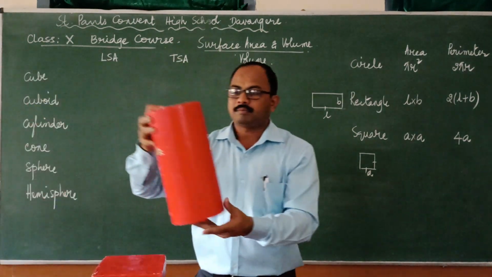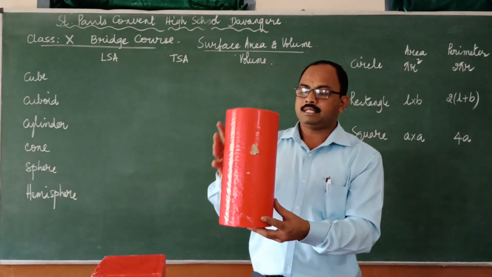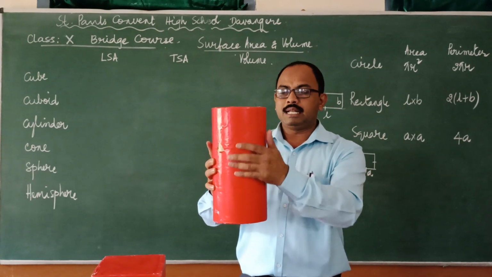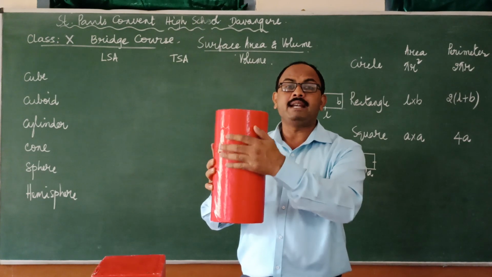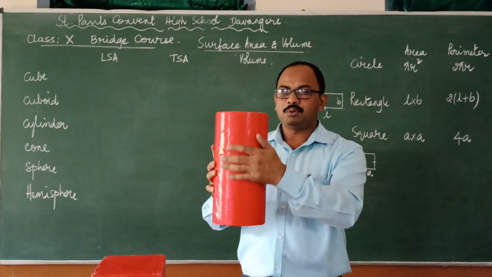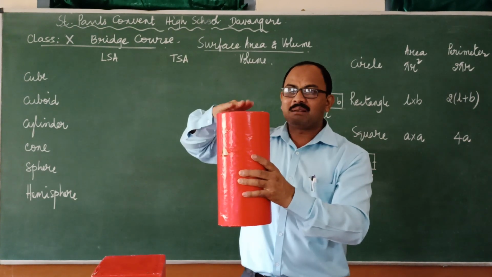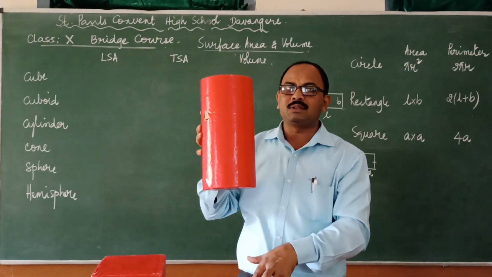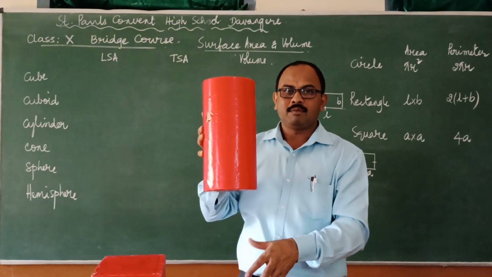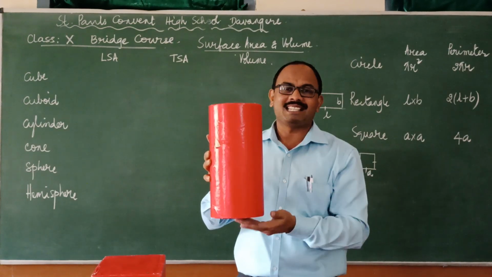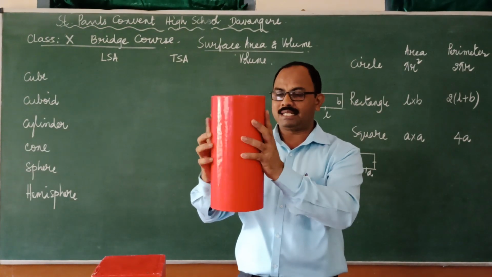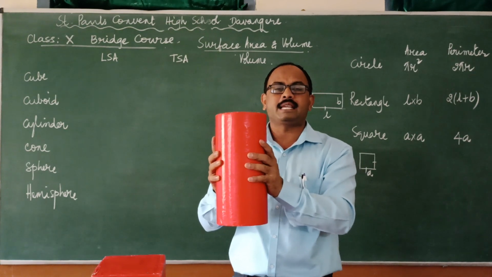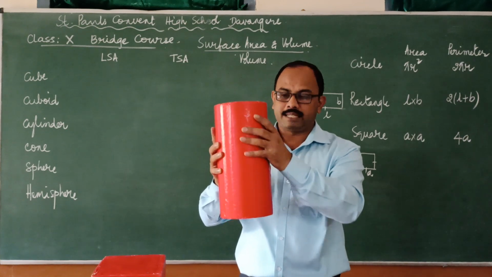Similarly, this is a cylinder, the shape of a pillar, children. Only this surface we paint, children. Because this will be attached to the ceiling and this will be buried into the earth, we don't paint at these bases. Therefore, the part which I touch will be painted. That surface area we call the curved surface area.